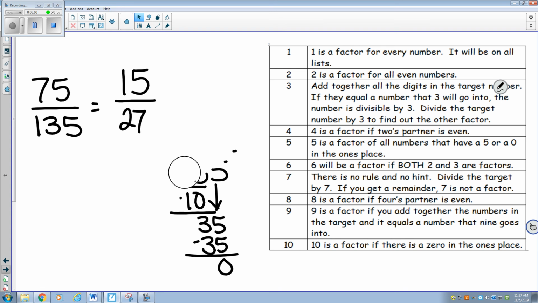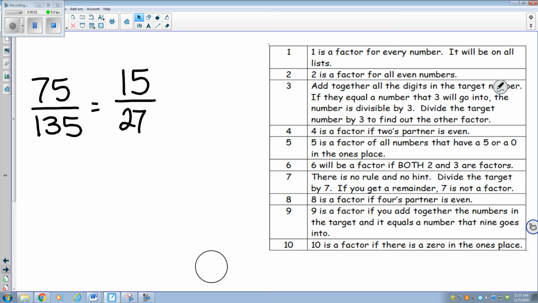So we simplified it, however, it's still not in simplest form because 15 and 27 can both be divided by 3. Look at our rule for 3. The rule for 3 states that if you add together the digits in a number, if it's a multiple of 3, it's divisible by 3. So look at 15. 1 plus 5 is 6. And 6 is a multiple of 3, which means that 15 is divisible by 3. And 27, 2 plus 7 is 9, also a multiple of 3. So that means that that's also divisible by 3.